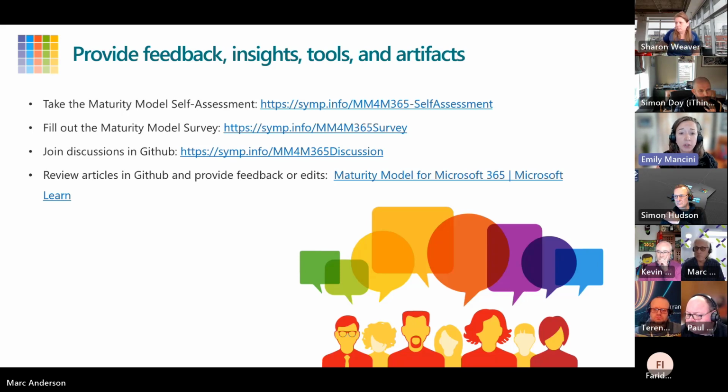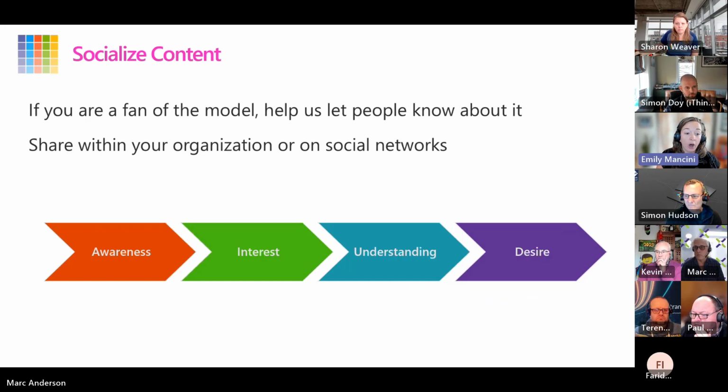And then at any point, if you don't want to write articles, but maybe you want to drive some discussions around this, or you want to join in the discussions informing those articles being written, we have those all available in GitHub to be part of those conversations as well. Continuing on to the next slide. We also always call out the idea that you can socialize the content.